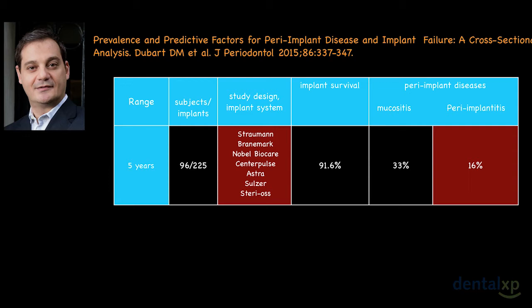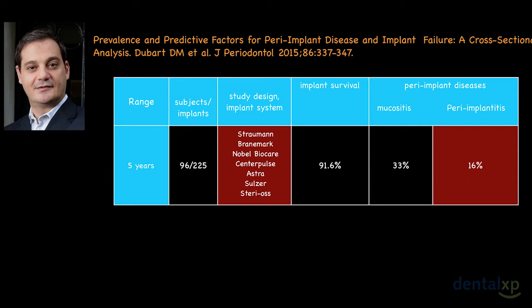But they also found 33% of mucositis and 16% of peri-implantitis. Again, it's not a controlled environment. It's a training environment, so the maintenance and all of that were not that well followed. But you have a peri-implantitis of 16%. So this is something not to be taken very lightly.